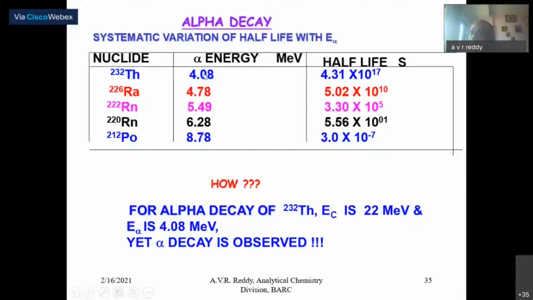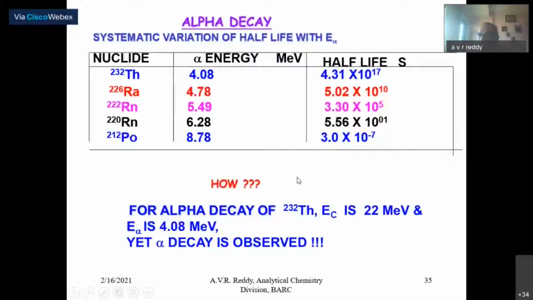For a small change of 4 million electron volts, the half-life varies 10 power 24 times, from 10 power 17 to 10 power minus 7. How is it happening? Why is it happening? This is an important thing in alpha decay to understand. Remember, a small energy change is changing its life, or in other words, it becomes more and more unstable. That is the meaning, easy to do. So, this is what I talk about here.